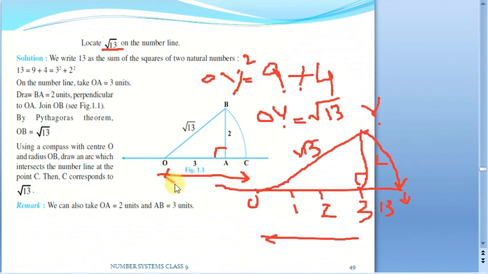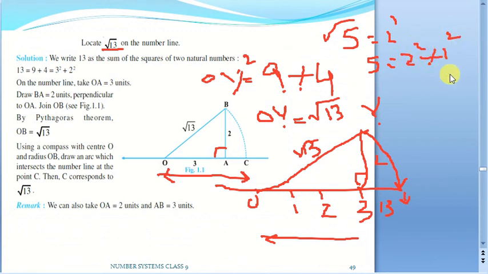So the thing is very simple. We can locate any irrational number using a combination of two numbers which will give you the required number. Suppose you want root 5, let me take an example. If I take 2 square plus 1 square, can I write 5 as 2 square plus 1 square?